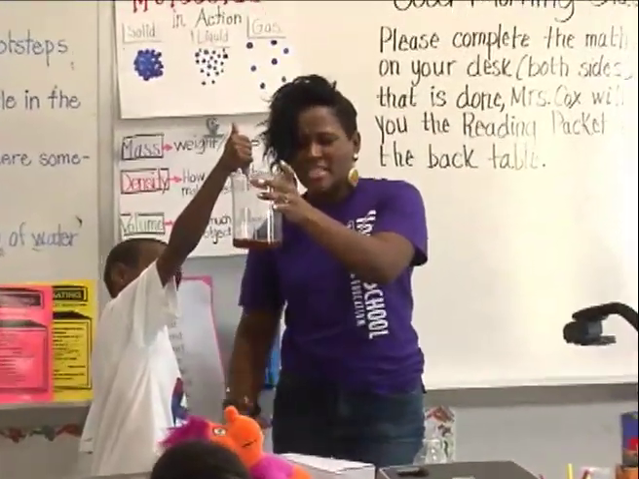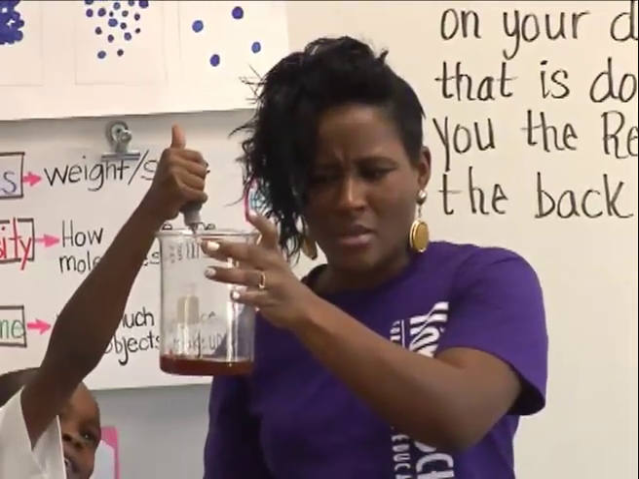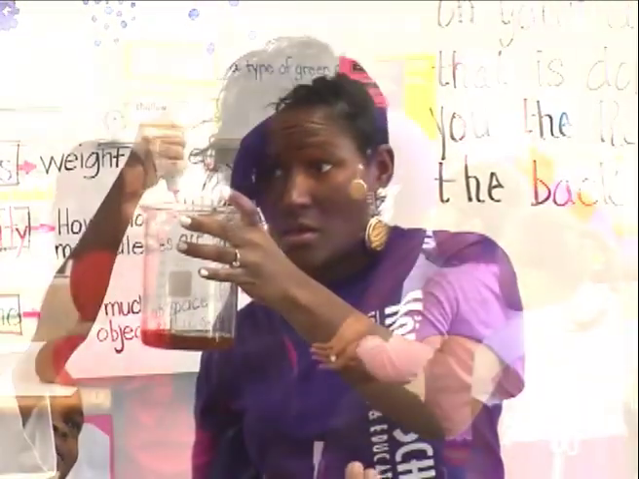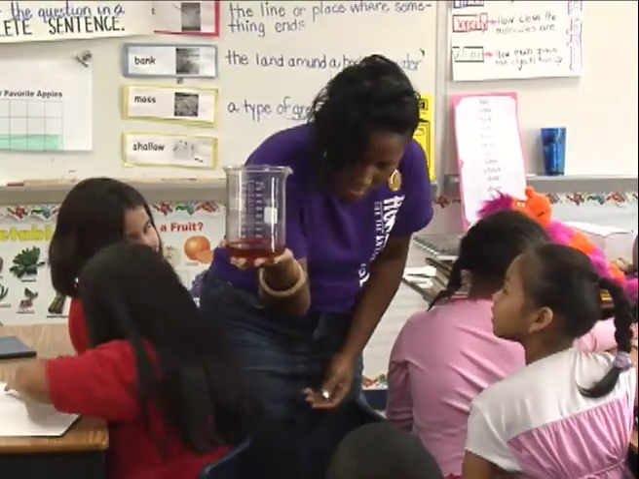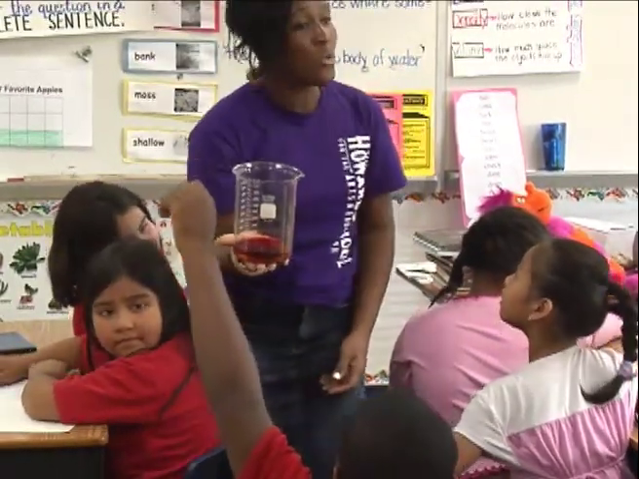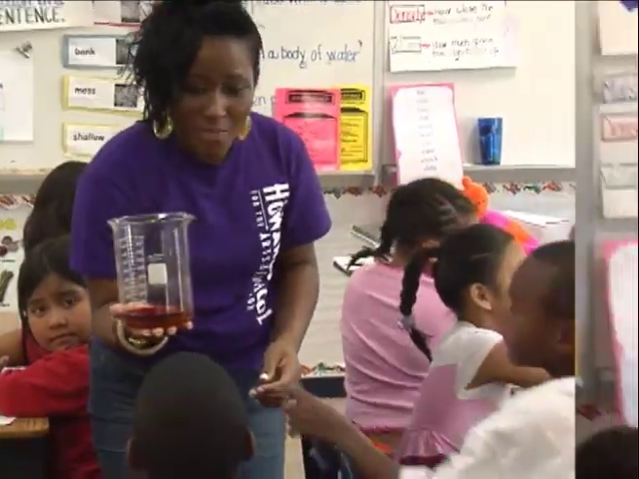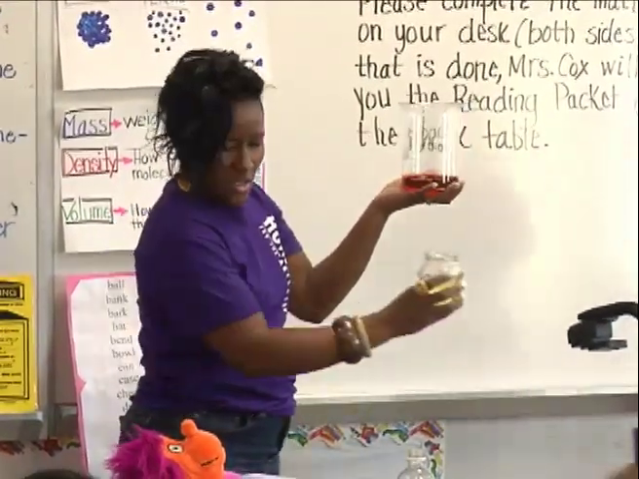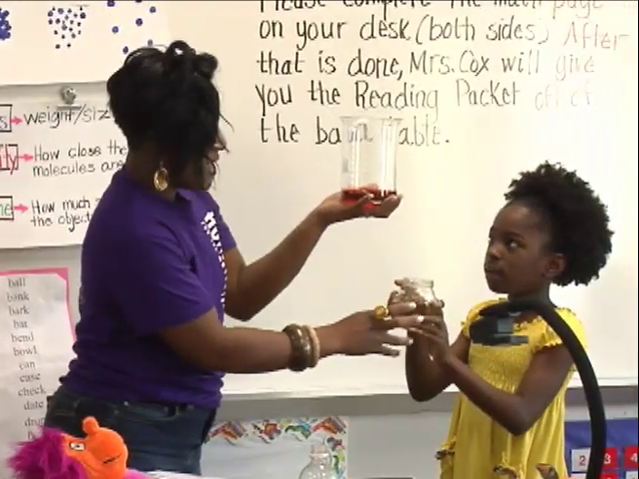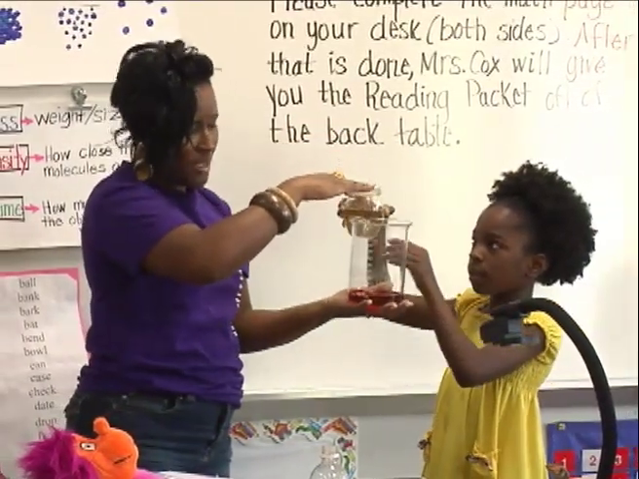Notice this physical change. Something's happening here. What do you notice about the food color in the honey? The red is on top of the honey. So we've learned that the food color is sitting on top of the honey.